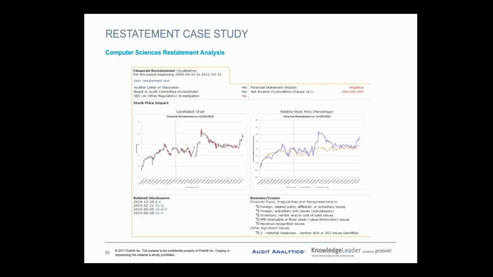We give you some impact on what a candlestick chart shows happened with the stock price around this time by itself, and then we go in and overlay that with the Russell 3000 to see if the restatement had more of an effect on the stock price than what was happening within the Russell 3000 itself.